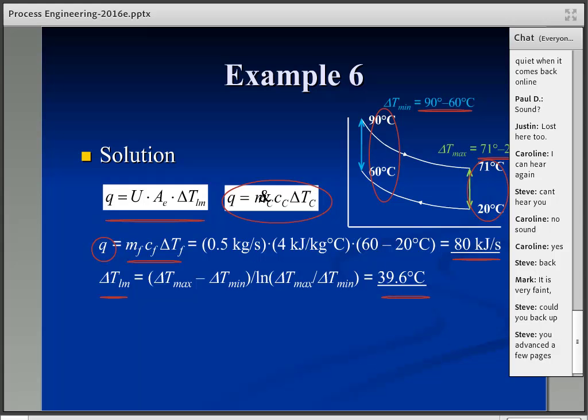So plug those in for delta T max and min, and again, I find that a pretty quick and easy way to get the log mean temperature difference instead of using the other definitions. It's about 40 degrees C. Plug that in now to the equation up here.